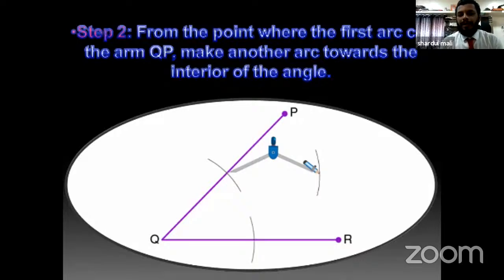Take the same distance in a compass and make another arc in the interior part of the angle from the point where the first arc cut the arm PQ or QP. Make another arc towards the interior of the angle. You can easily see on the screen how to make an arc in the interior of the angle.